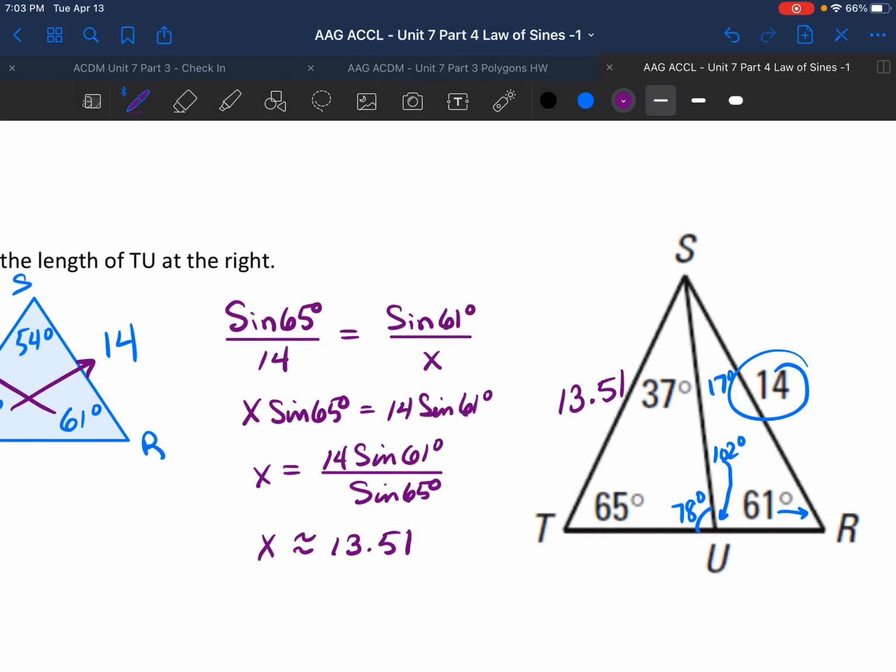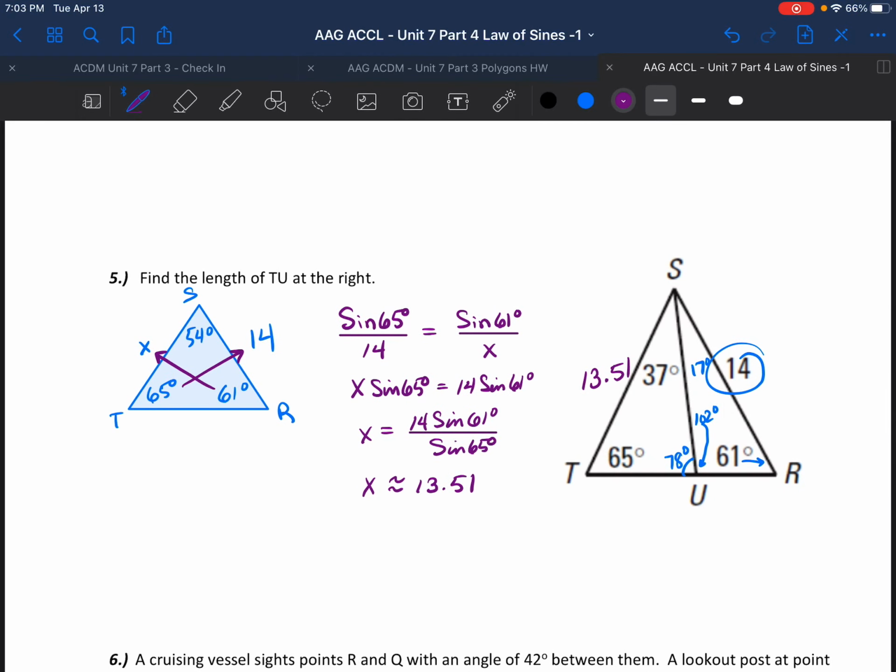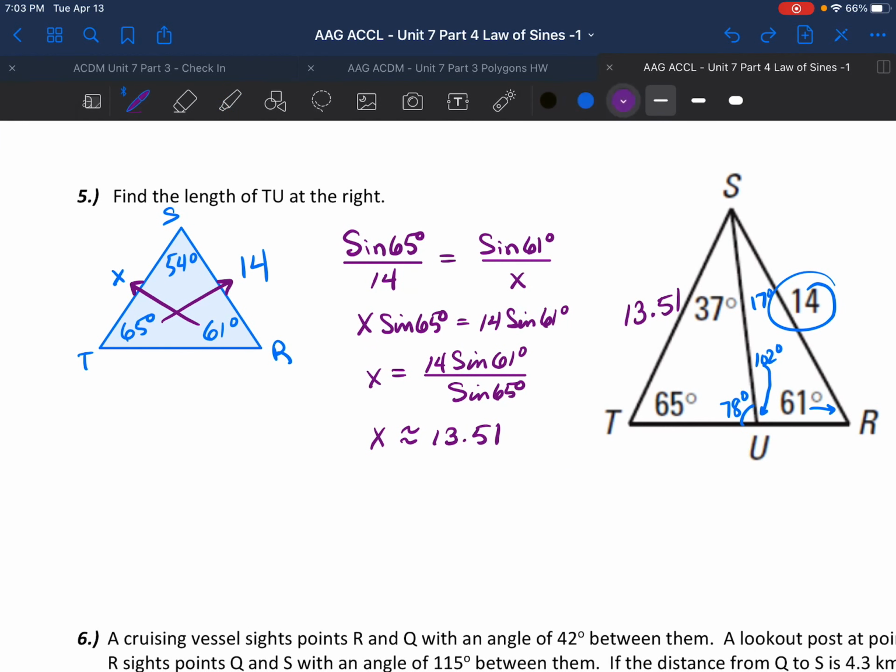Now, I am almost finished, but this is going to be a two-parter. So now my goal here, we said, was to find TU. So now I'm going to only use this sliver over here, triangle STU. Now I have a side length, right? I have 13.51 over there. So now I'm going to redraw my picture just so we're not confused again. I like to do this just so I know what sides I'm using and what angles are in play. So I'm going to draw my triangle, and it's just the triangle on the left. So that's going to be STU.